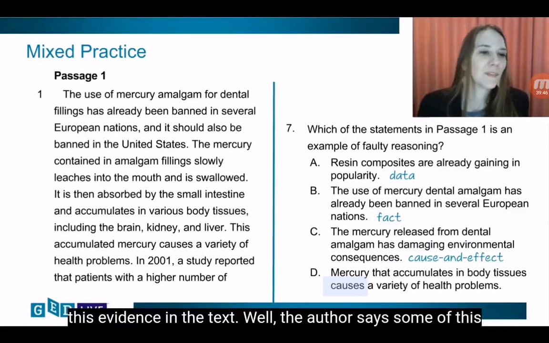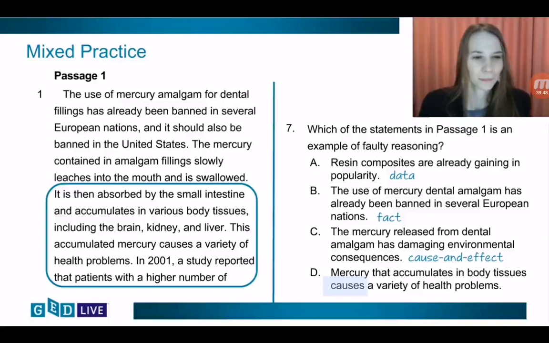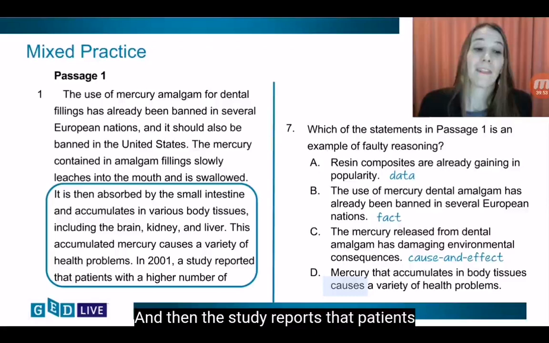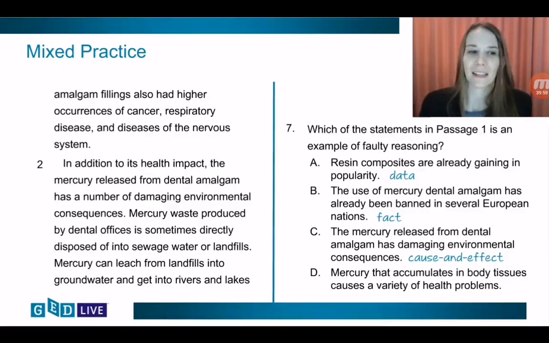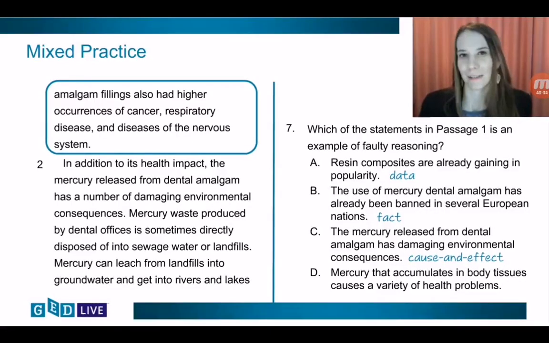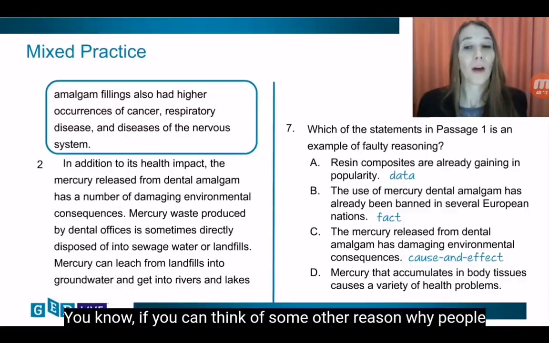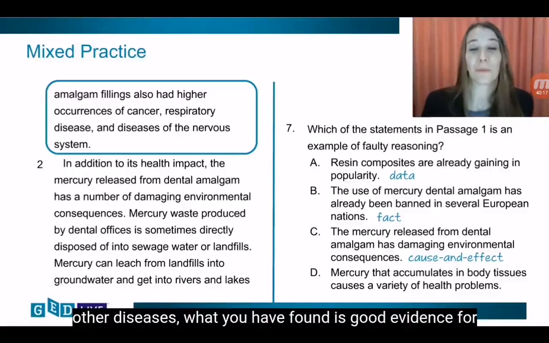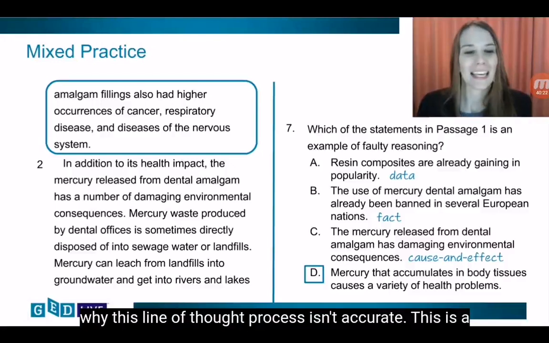Well, the author says some of this mercury is leached out and swallowed, and then a little bit of it is absorbed into the tissues. And then the study reports that patients with a higher number of fillings have higher rates of these other occurrences. So the question to ask is, are they sure it's the fillings that are causing this? If you can think of some other reason why people that have more fillings may also have higher rates of these other diseases, what you have found is good evidence for why this line of thought process isn't accurate.